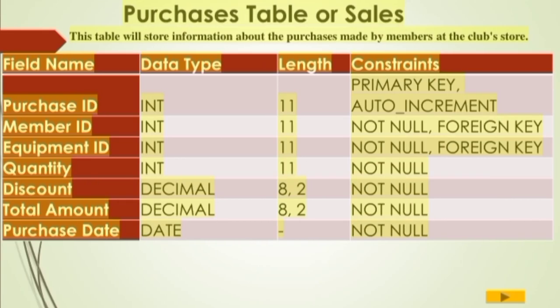Purchases table or sales. Field name, data type, length, constraints. purchase ID, int 11, primary key, auto_increment. member ID, int 11, not null, foreign key. equipment ID, int 11, not null, foreign key. quantity, int 11, not null. discount, decimal 8,2, not null. total amount, decimal 8,2, not null. purchase date, date, not null. This table will store information about the purchases made by members at the club store.